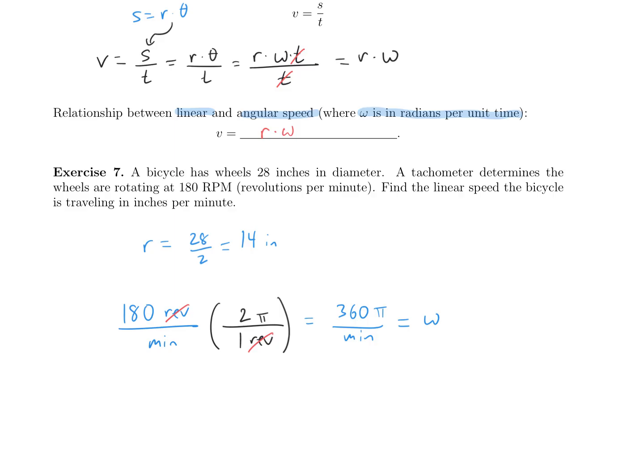Okay, so the formula is v equals r times omega. r is 14. Omega is 360 pi per minute. And so if you use your calculator, your decimal should be 15,833.6 inches, because that's what the units are for a radius, per minute. So that's the speed that the bicycle is traveling. And that completes this section.